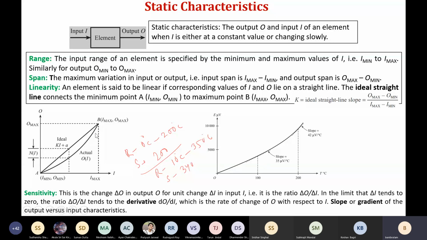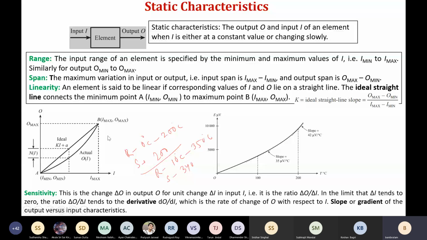And for nonlinearity, we have to see how much nonlinearity is there. If you see this curvature line, here you can see the deviation between this straight line and this curvature line. From the deviations, we can calculate the nonlinearity. And how can we typically do that?